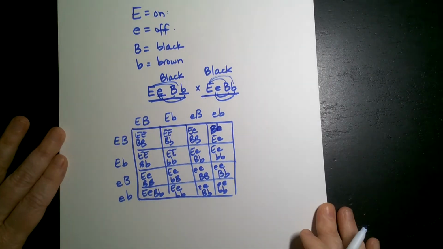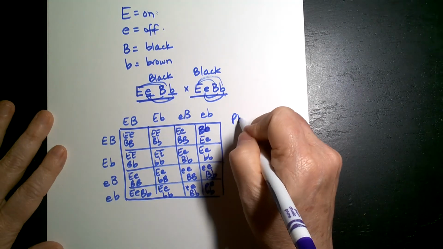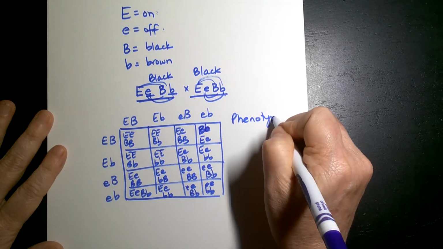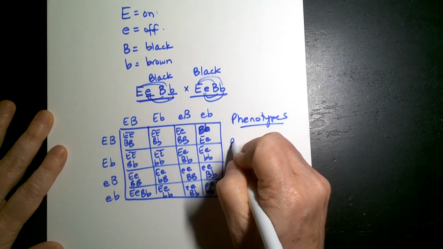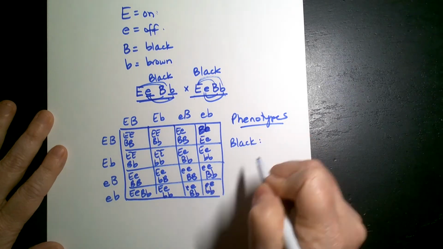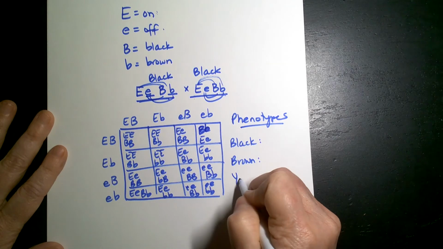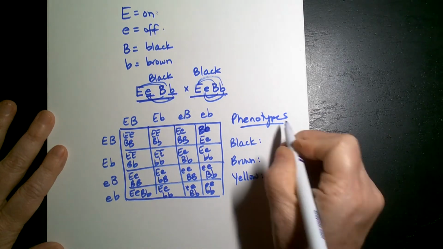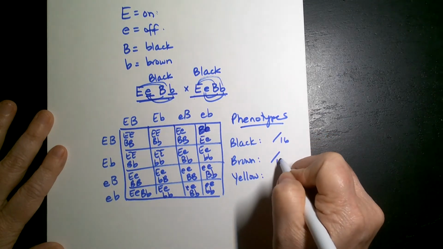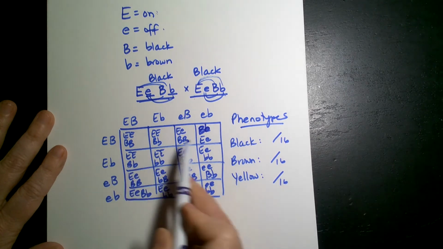Okay, so in this situation, our phenotypes, we only have three. We can have black, we can have brown, or we can have yellow. Okay, and then our ratios are going to be out of 16 because we have 16 boxes here.